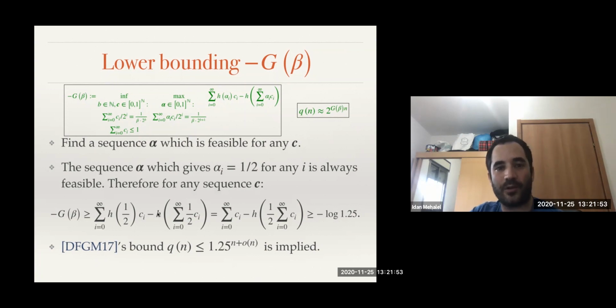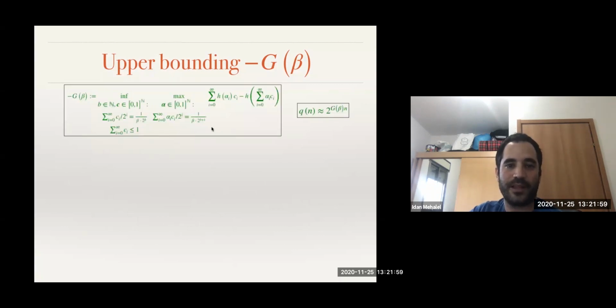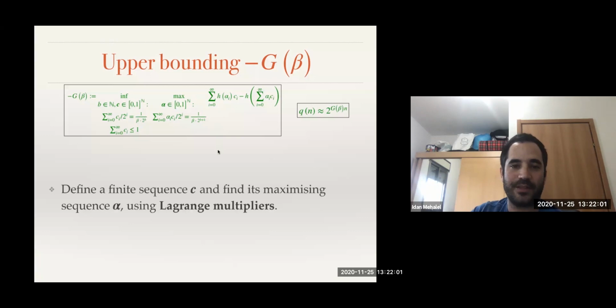And if we want to lower bound q of n by upper bounding minus g of beta, we can actually get a better explicit lower bound than what was given by Dagan et al. So how can we upper bound minus g of beta? We can define a finite sequence C and find the sequence alpha that maximizes it.